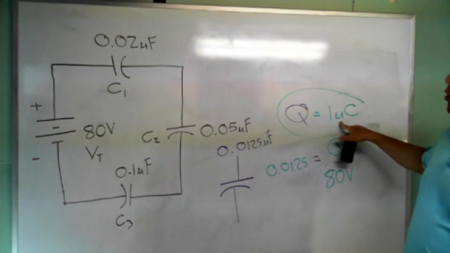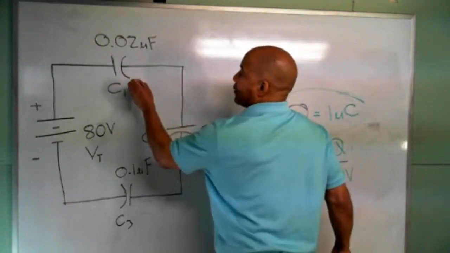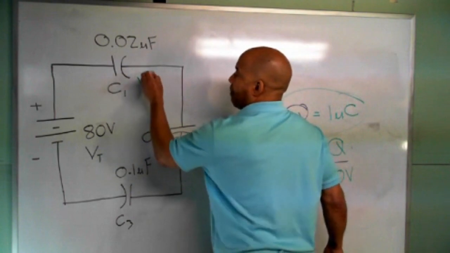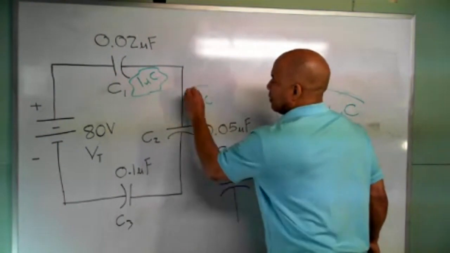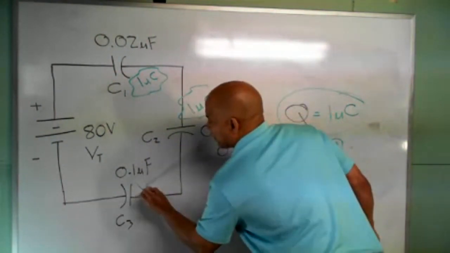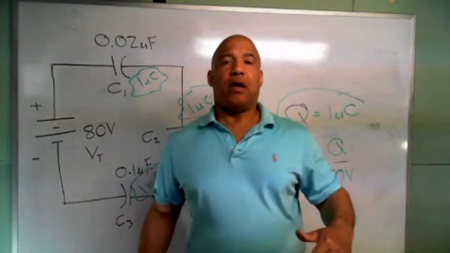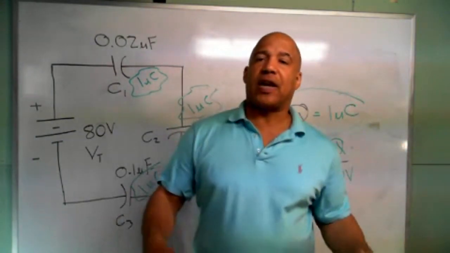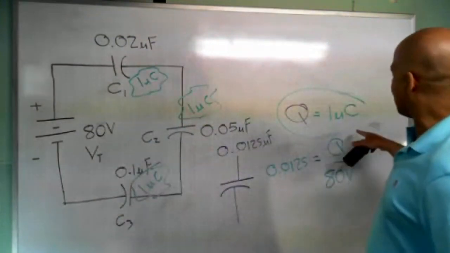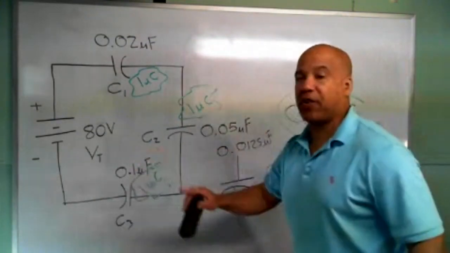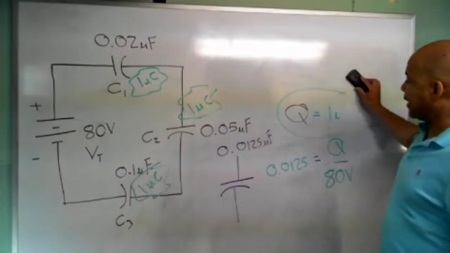So by saying that Q is 1 microcoulomb, what you really mean is this capacitor has 1 microcoulomb. I'm just going to draw it like that. This capacitor gets 1 microcoulomb, and this capacitor gets 1 microcoulomb. That's the reason earlier I said that charge for capacitors is like current for resistors. If you think about it that way, it'll help you solve the problem. By finding the charge here, you found the charge for every capacitor. So now all you got to do is find the voltage across each capacitor. And you know how to do that.